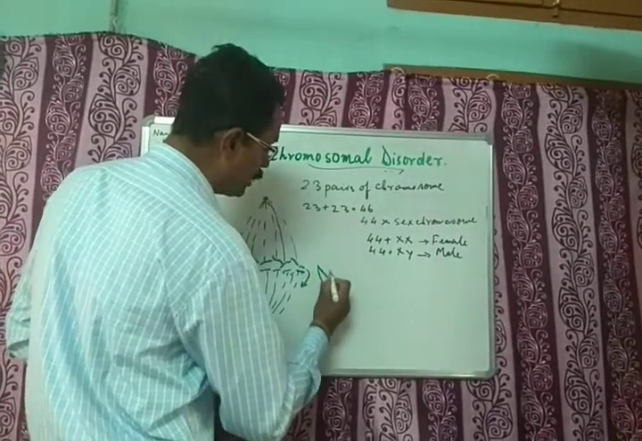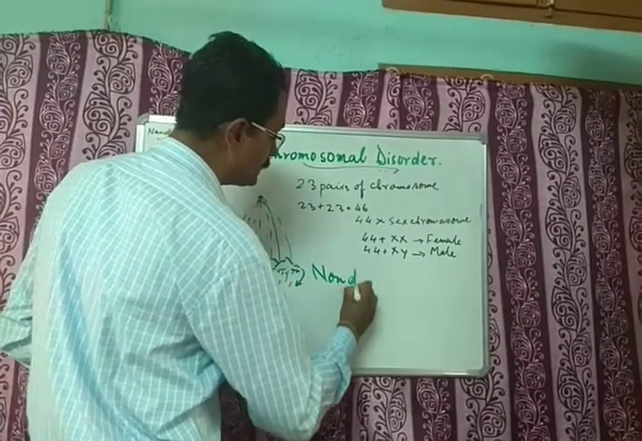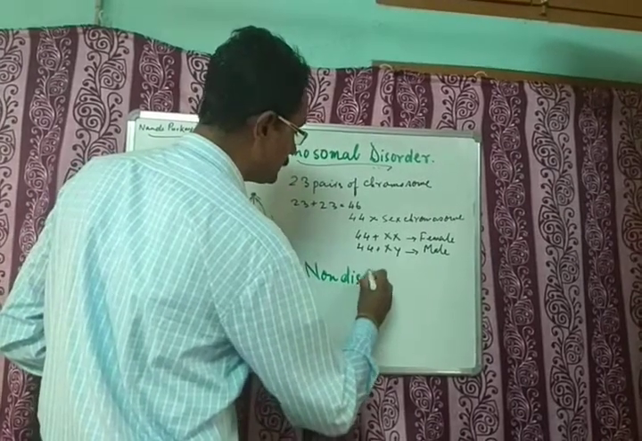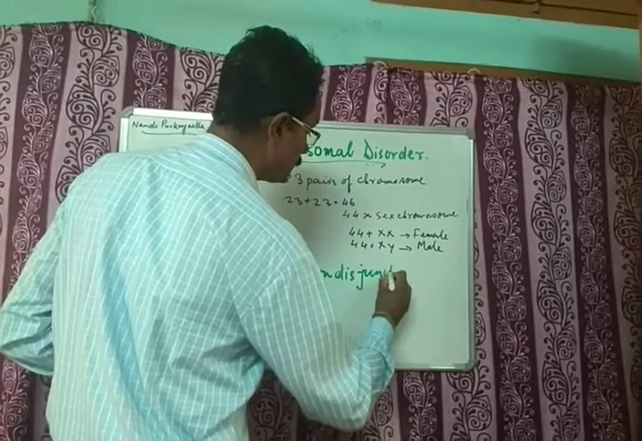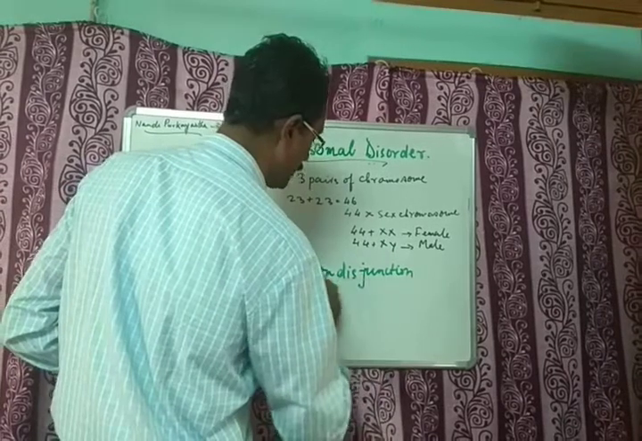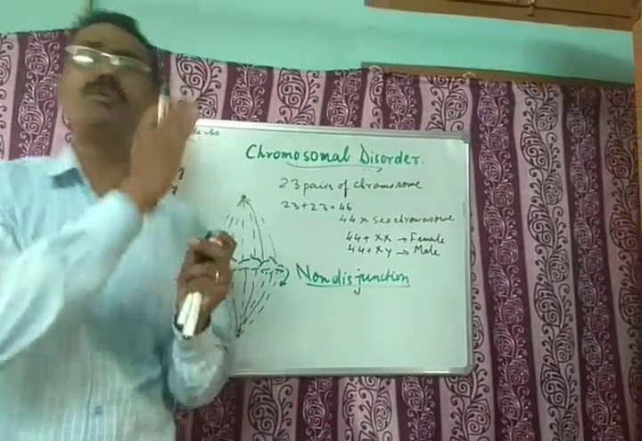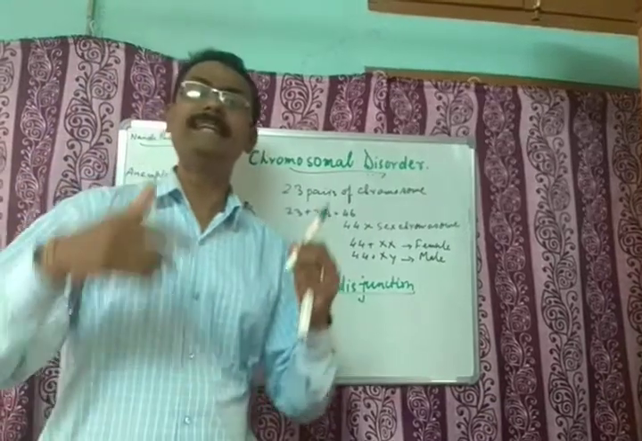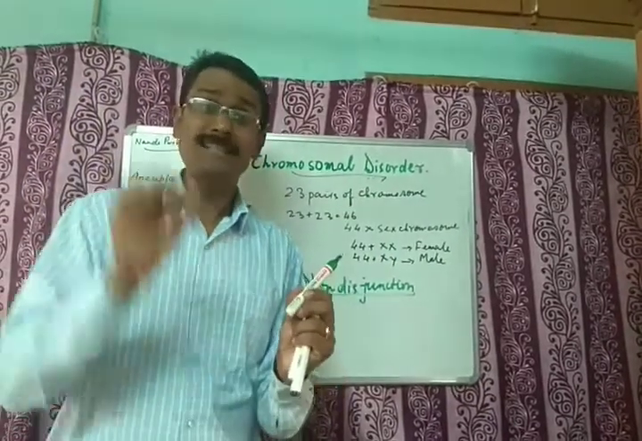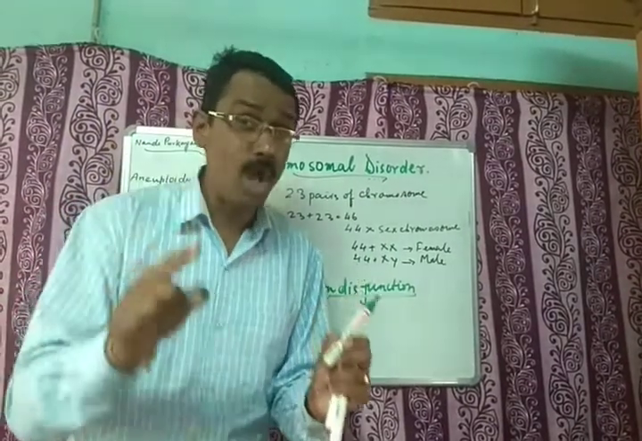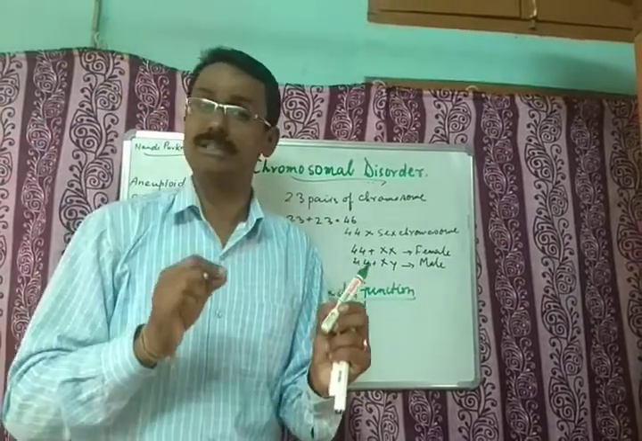What is it called? Non-disjunction. Okay? That means the chromosomes are unable to move towards the pole as per the needed number, because some of the chromosomes are not having the fiber attached to them. Okay?